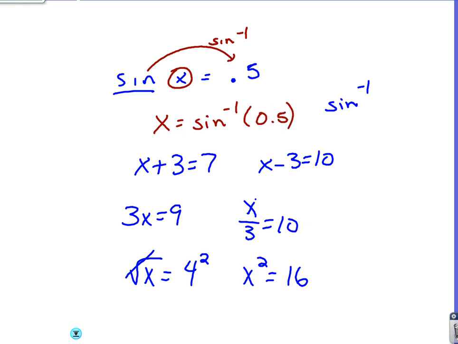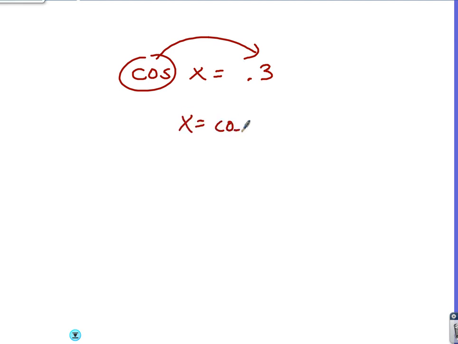Let's scroll down and do some more of those. If I had the cosine of some angle equals 0.3, how do I get cosine from here to over here? Anybody want to take a stab at that one? To move a sine, I did inverse sine. To move a cosine, you do inverse cosine. So if you're looking for an angle, if you're trying to get x by itself and you need to move the cosine, x would be the inverse cosine of whatever's on the other side.